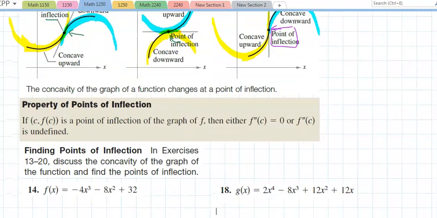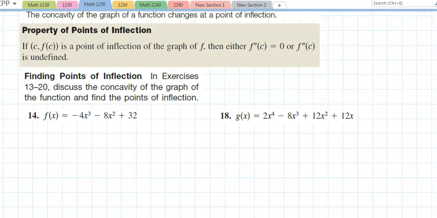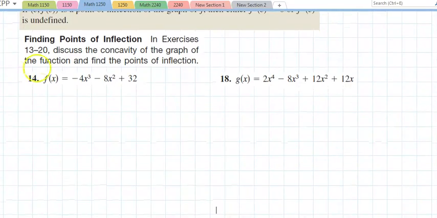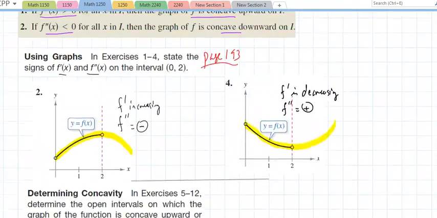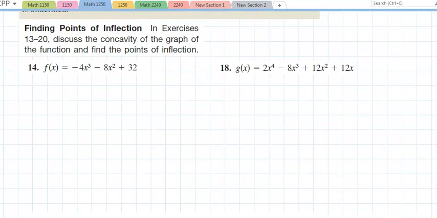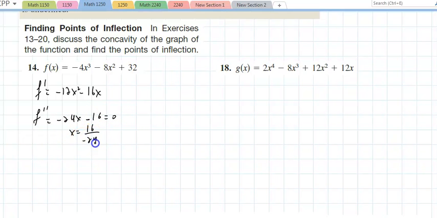So the next step is pretty much to do the same thing. Discuss the concavity of the graph and find the inflection point. Did I give you a page number on this? Yeah, 193. If I take the first derivative, that is negative 12x squared minus 16x, and if I take the second derivative, negative 24x minus 16 equal to 0, that's when x equals 16 over negative 24. That is divided by 8, that's a 2 divided by 8, that's a 3.